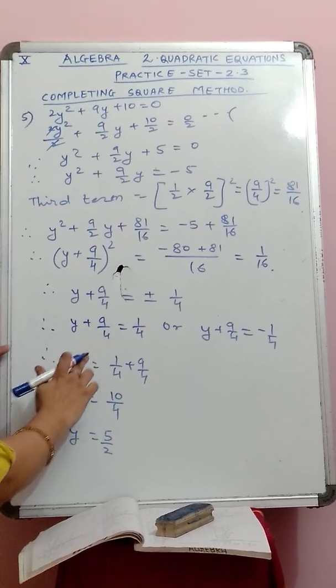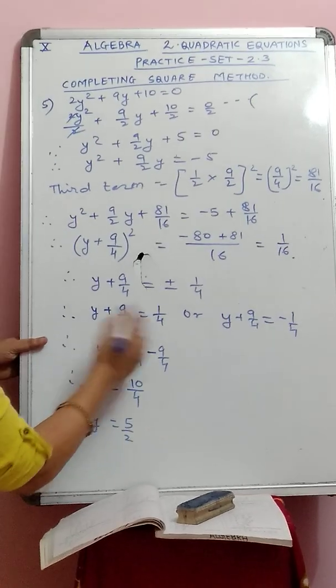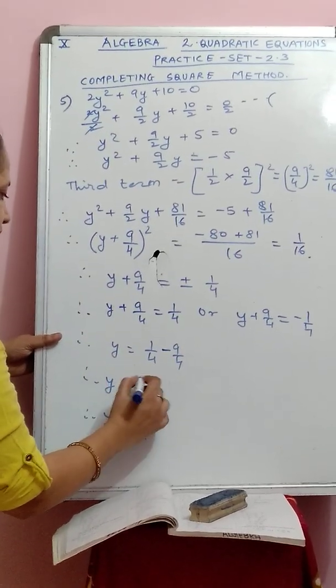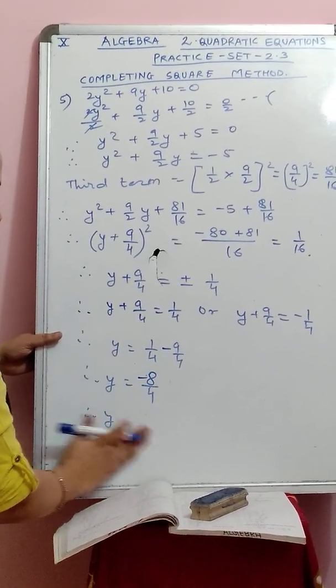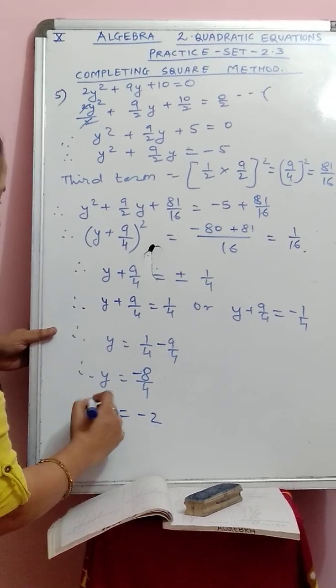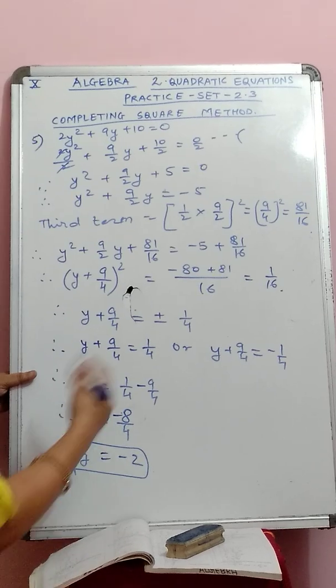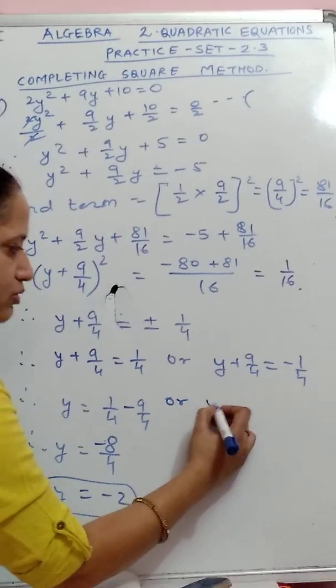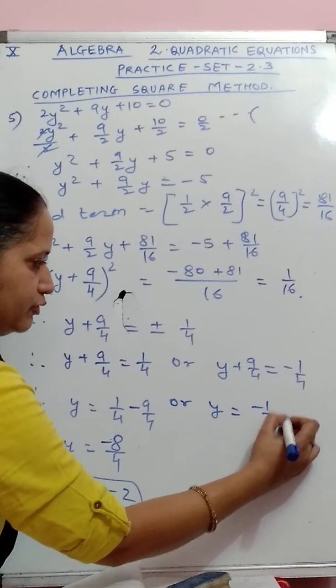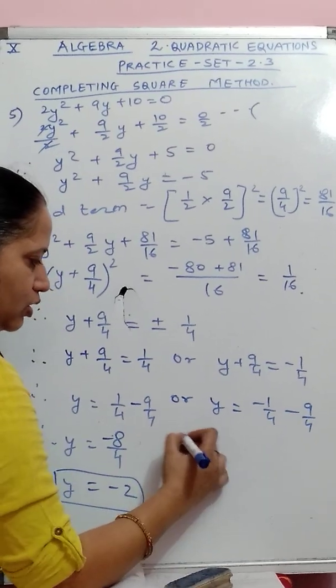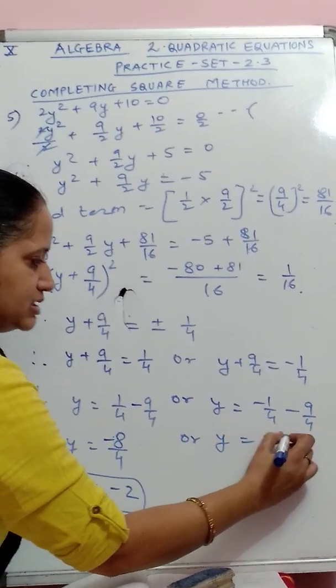One sec. This will be minus 9. Then minus 9 will become minus 8. Minus 8 upon 4 is minus 2. So one of the values you get is minus 2. And the other one, or y is equal to minus 1 upon 4 minus 9 upon 4. Or y is equal to minus 10 upon 4.